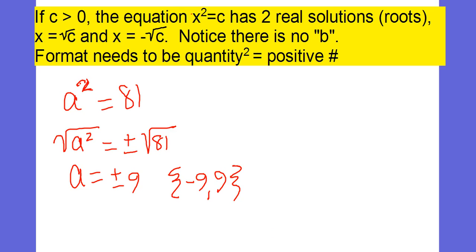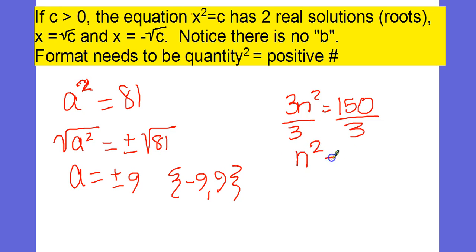Okay, let's do the next one: 3n squared equals 150. The first thing I'm going to ask is, do the conditions exist for me to apply the square root property? Do I have a perfect square on the left-hand side and a number on the right? No. What's wrong? There's a 3. It's not a perfect square. So we have to divide that 3 to the other side. So we get n squared equals 50.